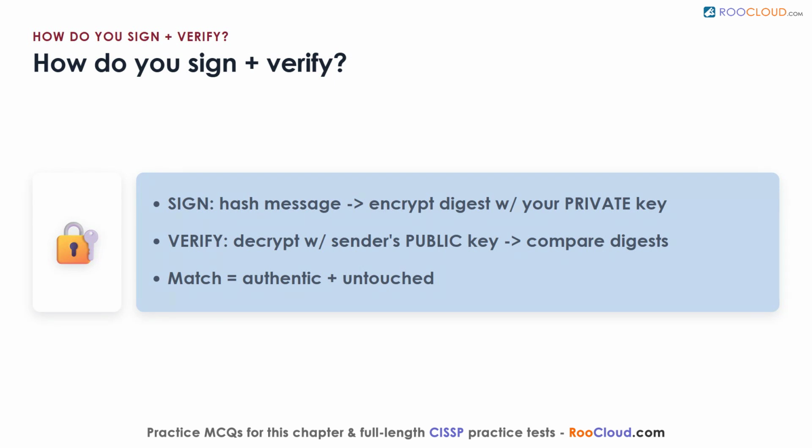On the other end, the recipient decrypts the signature using the sender's public key to recover the sender's digest. They also hash the received message themselves. If the two digests match, the message is authentic and untouched. If they differ, either the sender is not who they claim or the message was changed. Signing only the small digest, rather than the whole message, keeps the work light.